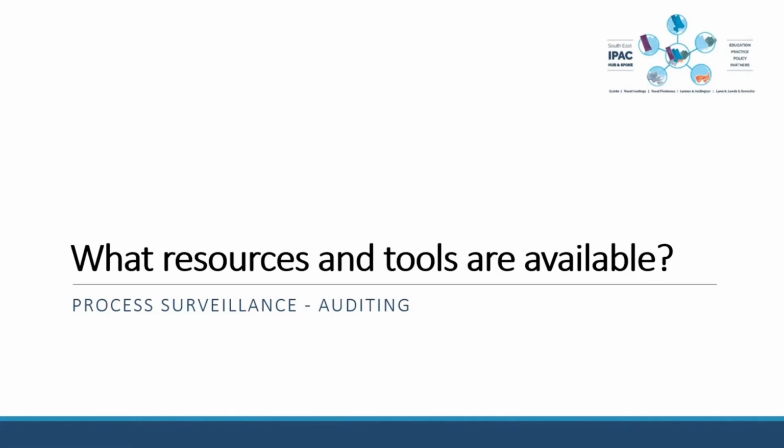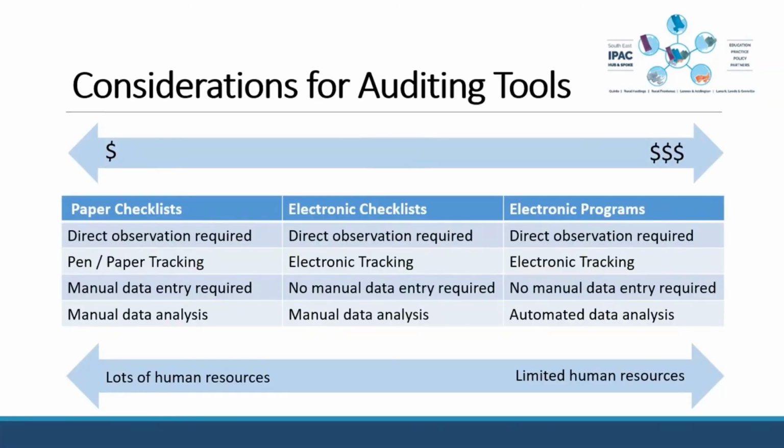So first, in the first slide, we're going to talk about considerations for auditing tools. This chart shows you some considerations to think about and different types of tools you can use. It's important to determine what works for your home. Do you have electronic resources? Do you have human resources? What will suit best? Paper forms, electronic forms, or maybe if you have money, paying for auditing tools.